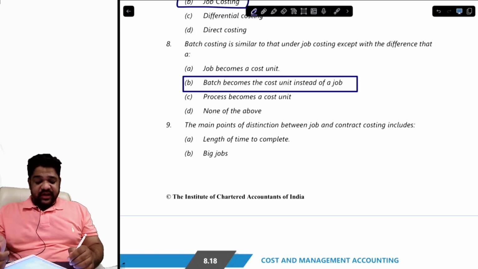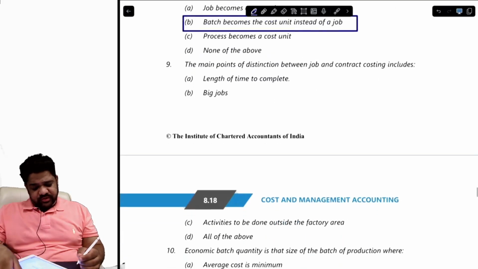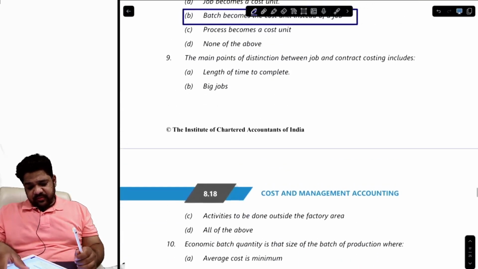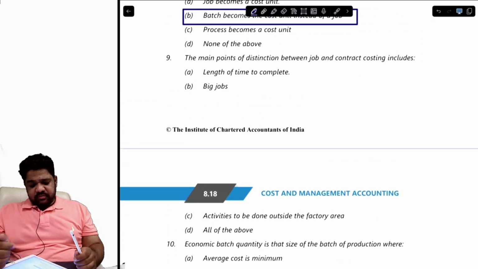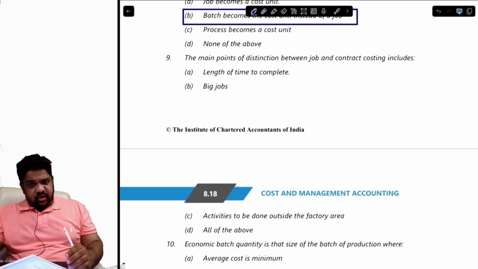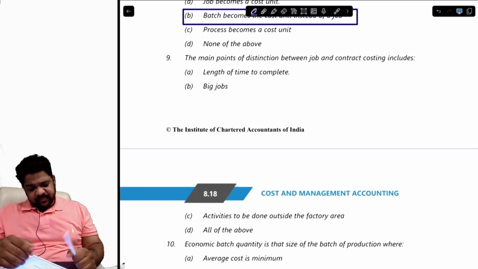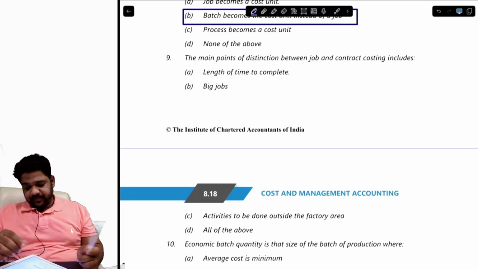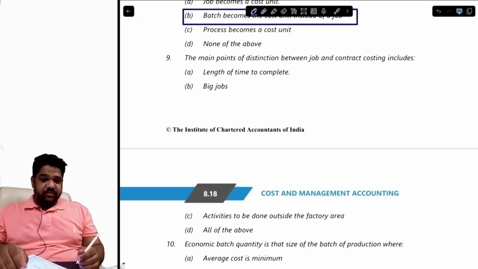So, there may be the length of time of completion. Is there a distinction between that? Not really, I don't think so. Big jobs? Yeah, both of them can have big jobs. A job may not be that big as a contract, but let's see. Activities to be done outside the factory area. Yeah, that's true. So all of the above.